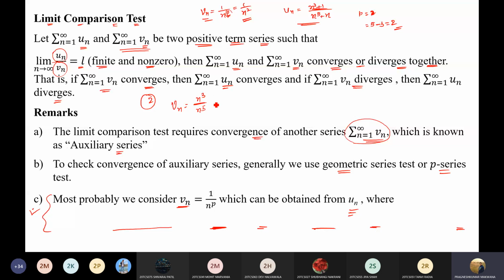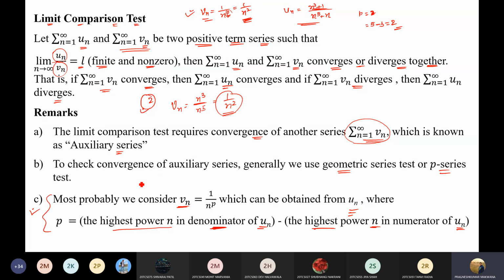So now after simplifying, you can see that Vn is 1 upon n square. The same answer we obtain. So we can use this case or we can use this way. We use any one of the ways to find out Vn. So let us see the first example so you can easily understand. Now remember this limit comparison test.